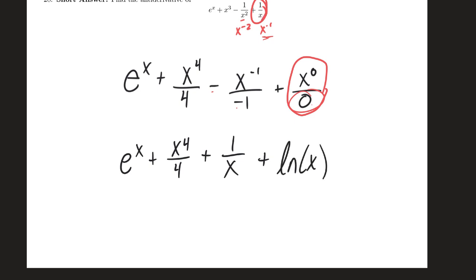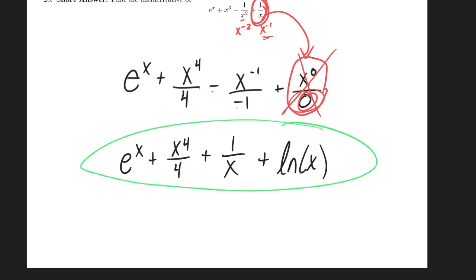So this 1 over x is a very special one because if you try to do the reverse power rule, you divide by 0, and that's bad. You have to remember this is the special one where you get the natural log of x. So now this is the right answer. We simplified that, and we fixed that problem.